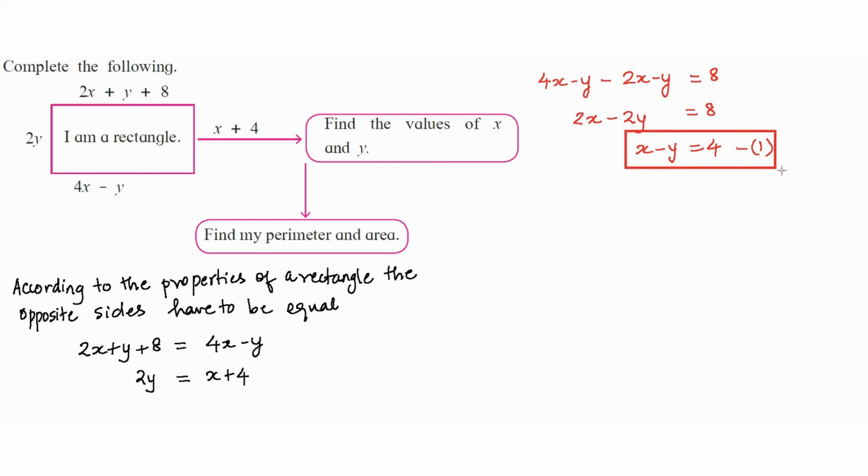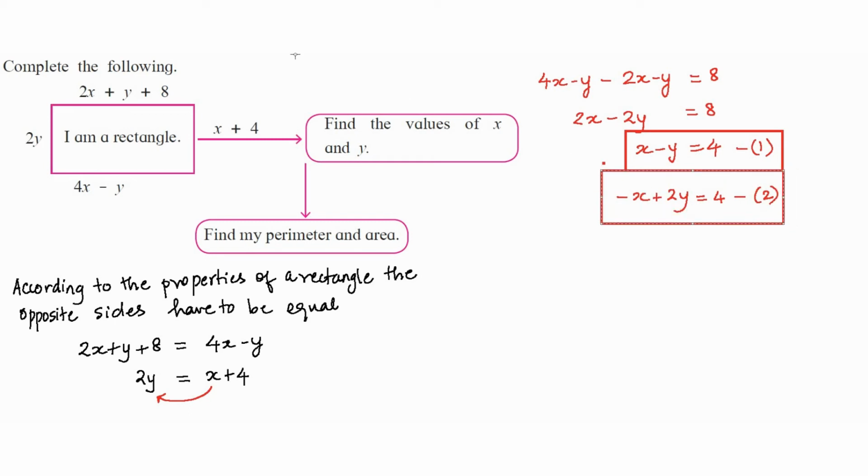And now let's take a look at the second equation. I have 2y equals x plus 4, which would mean minus x plus 2y. So what I've done is I've transposed the x to the left hand side. So the positive x becomes negative x on the other side. So negative x plus 2y is equal to 4. That's the second equation. And now what I can do is I can simply add these two equations, right?